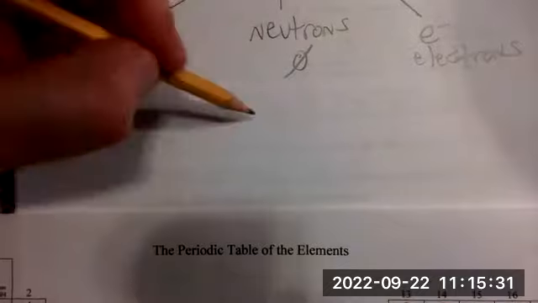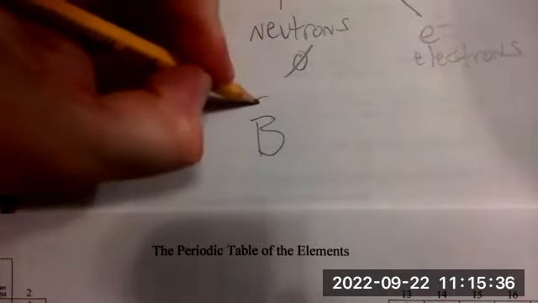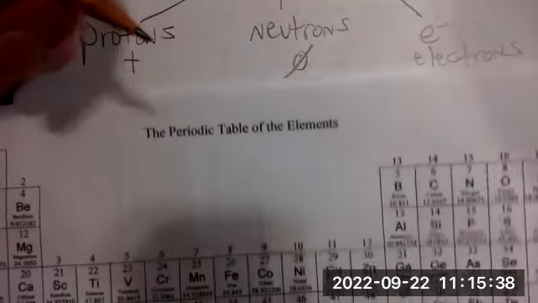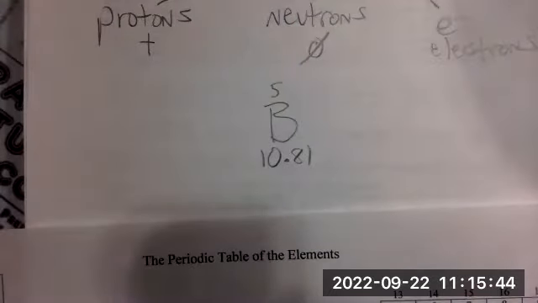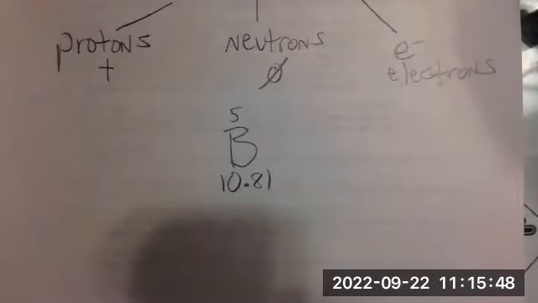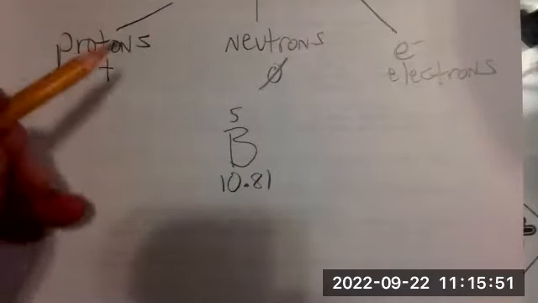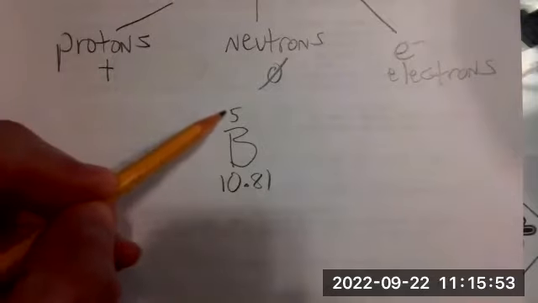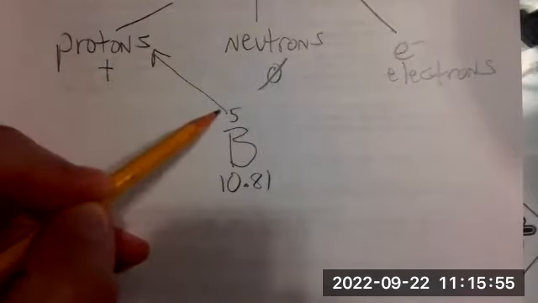So I'm going to rewrite this here. Boron has a 5 above it, and it has a 10.811 below it. I'm just going to go that far. All right, so using that information, we can determine the number of protons, neutrons, and electrons. Well, let's start with protons. That's pretty easy. The number written right here is the number of protons.